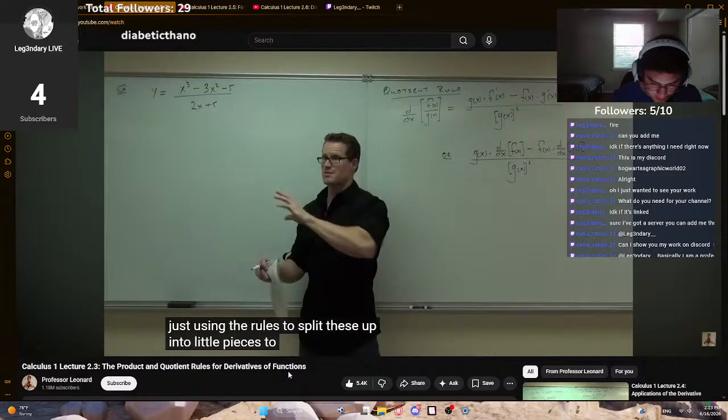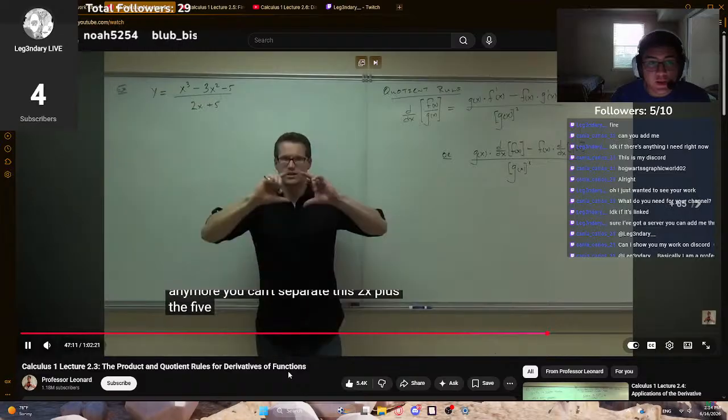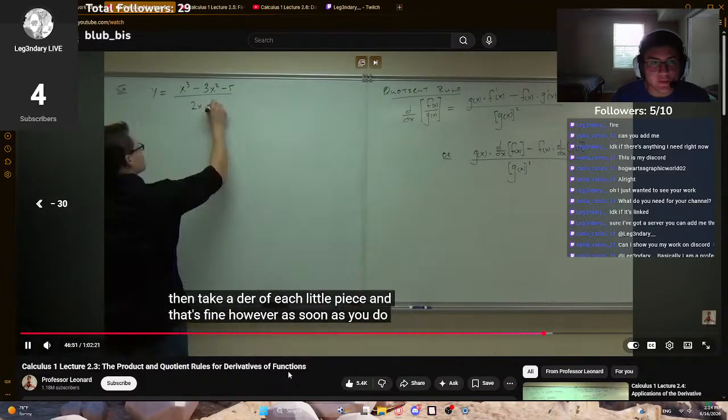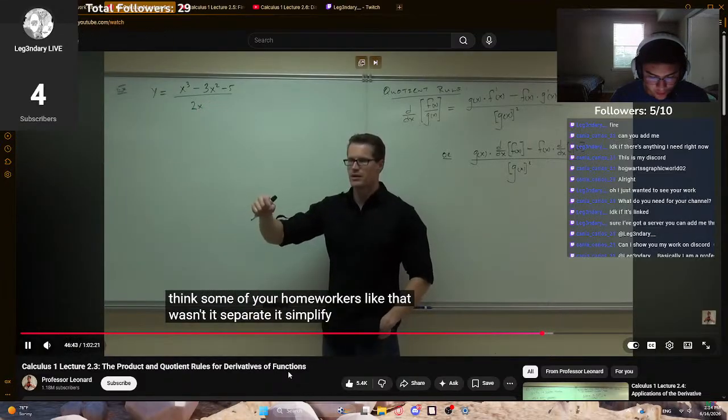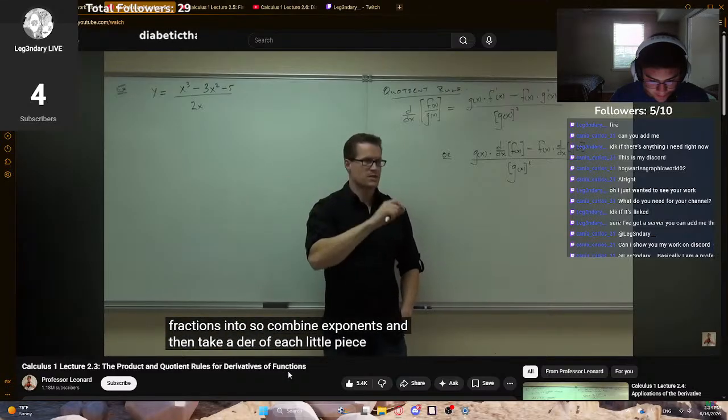Is it just 2 times 2 is just 4? Easier. So if you know the problem, you can separate it, simplify fractions, combine exponents, and then take a derivative of each little piece, and that's fine.